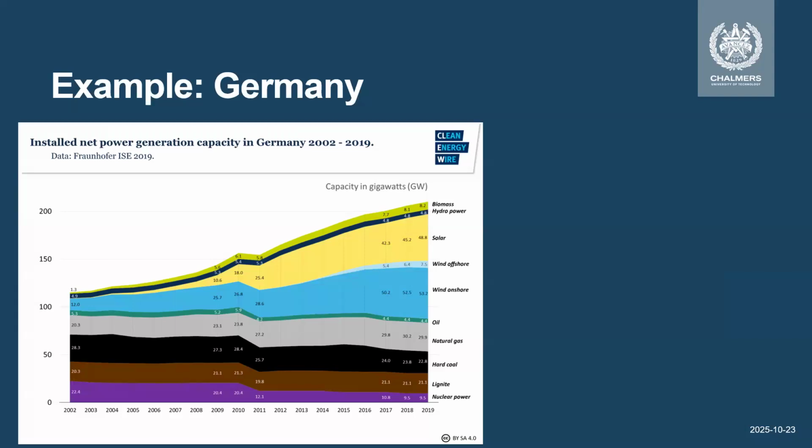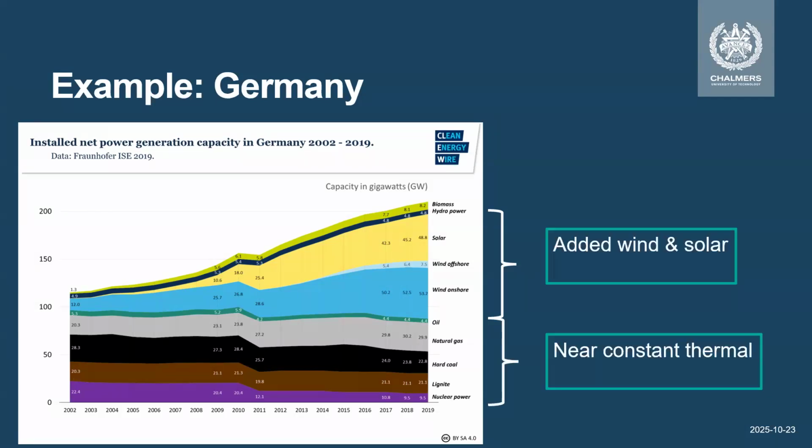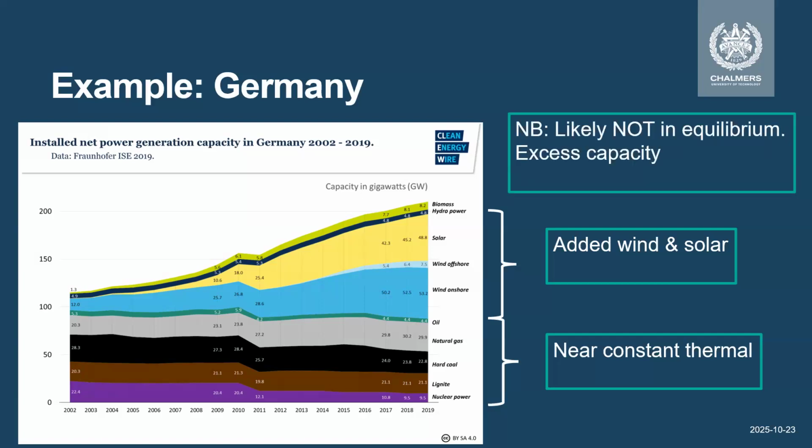Now, coming back to one of your questions, what we've seen happen in reality is with the feed-in tariff in Germany, they got a lot of new wind and solar, but the thermal capacities are still there, which is the case in non-equilibrium because things take time. They still have a lifetime of 30 years or 50 years or whatever. So I would argue that Germany is probably not in equilibrium.